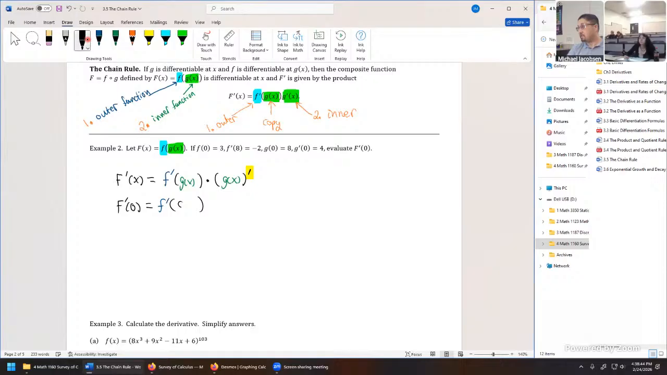at, oh, hang on, wrong color, g at 0, times, and I'll swap the notation, putting the prime on the g function. It's just easier to see it this way. So times g prime at 0, and this is copied, g at 0.